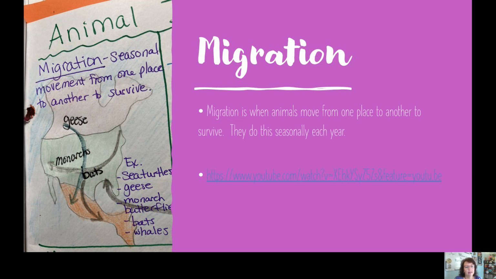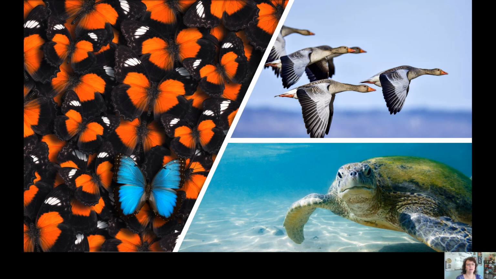Monarch butterflies, they spend some time in Maine and some time in California. They fly straight across the U.S. Bats, some fly from the southwest area to Mexico for the winter. Sea turtles, they swim from Africa to Navarre to lay their eggs, and then they're done. So let's look at some more examples.